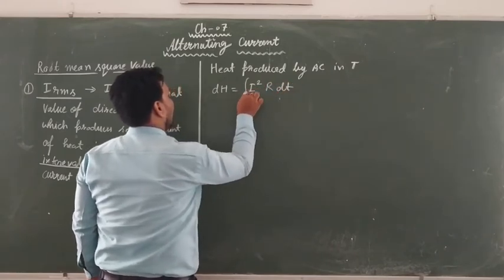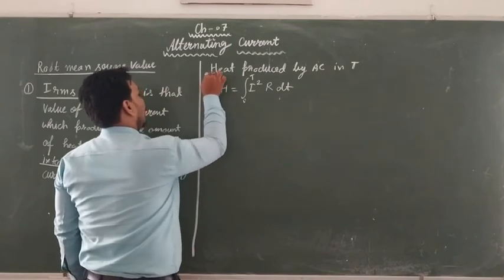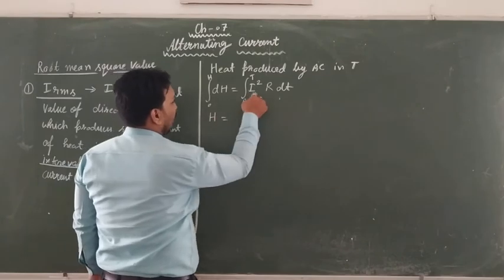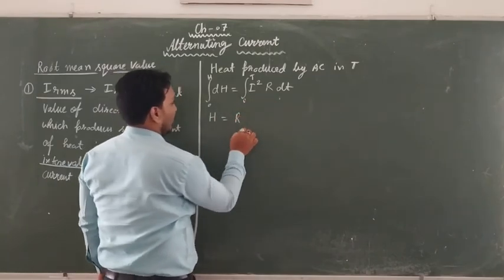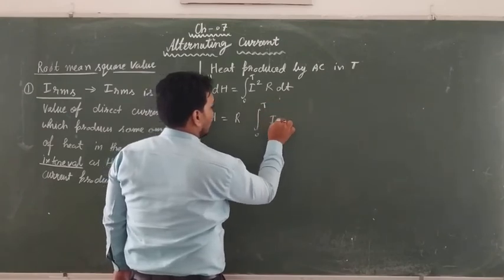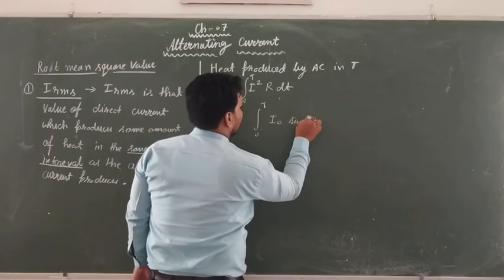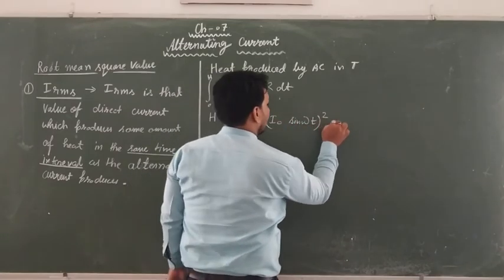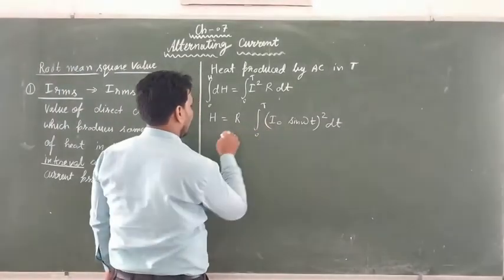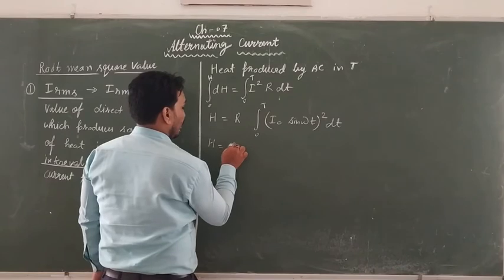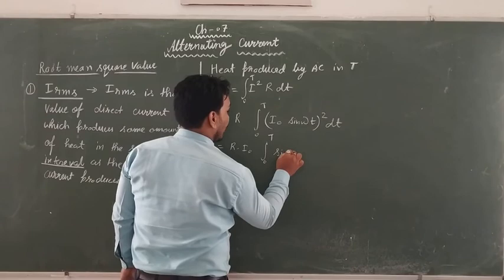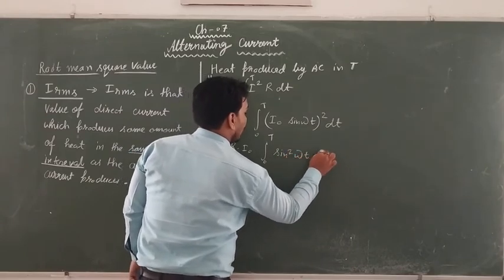Further it will be integrated from 0 to T. When dH is integrated, we are going to have H only. R is constant, it will not be integrated. The value of I², if you remember yesterday's lecture, is equal to I₀ sin ωt whole square into dt. Right? Now I₀ is also constant, it comes out of the integration. We are going to have R I₀ integration 0 to T, sin² ωt dt.